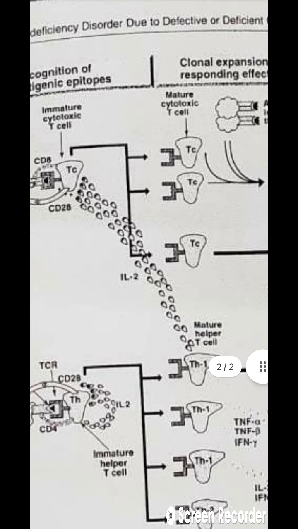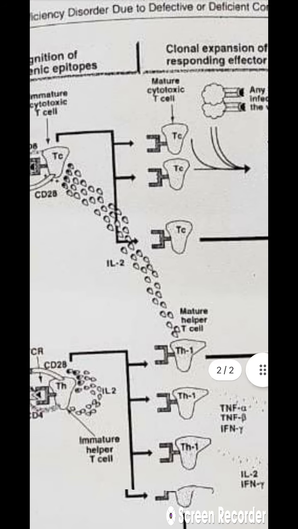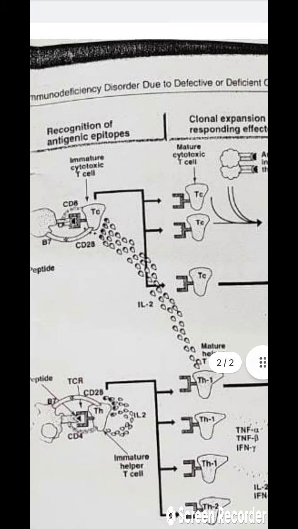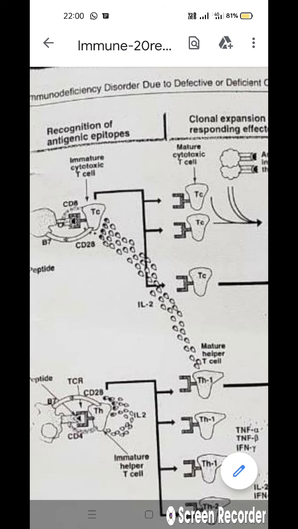is coming from the Th1 subtype of helper T cell. That is, the CD4 T cell is providing help to the cytotoxic T cells in the form of interleukin 2. So it acts as a third signal for activation of the cytotoxic T cell. After these three signals, what happens? The cytotoxic T cell becomes a mature cytotoxic T cell and gets activated.